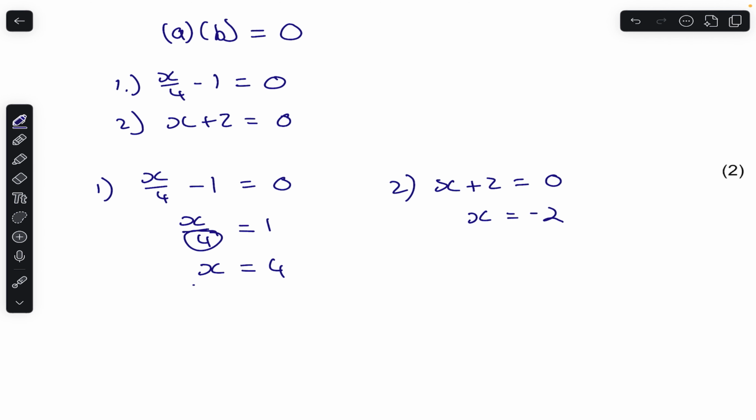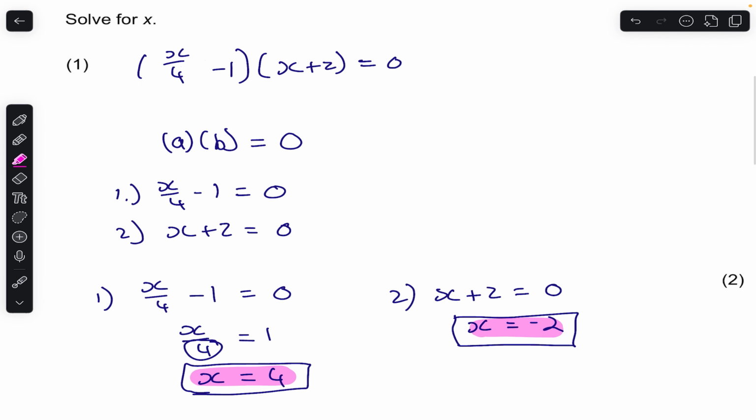So now for the final answer, we have to put both together. So we now know that x is equal to 4 and x is equal to negative 2. This means that the original equation has two solutions, and these two solutions are 4 and negative 2. You can check your answers by simply plugging them back into the equation and trying both, and you will see that the whole expression becomes equal to 0.